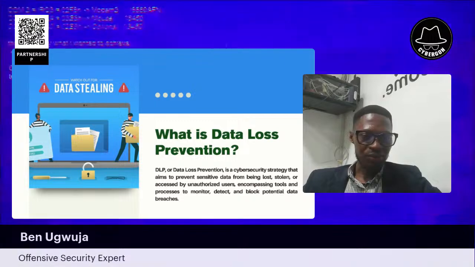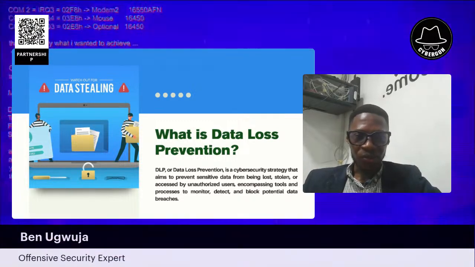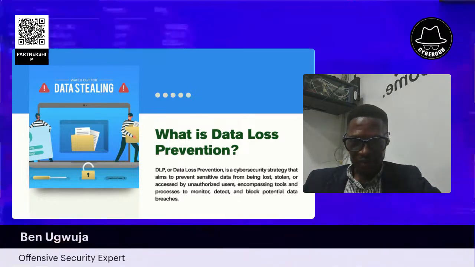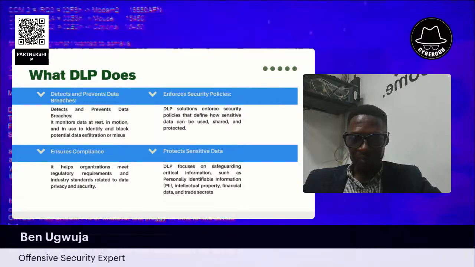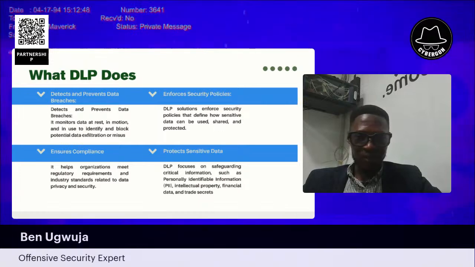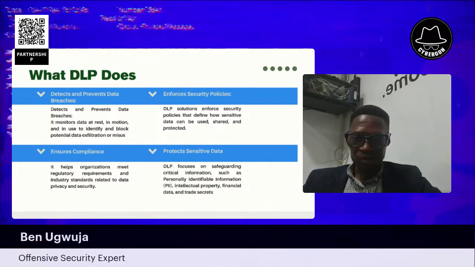I want to also inform us that a DLP solution is not optional. It is not optional. Okay. Whether you have the fund or not is something you have to do. It is not optional.